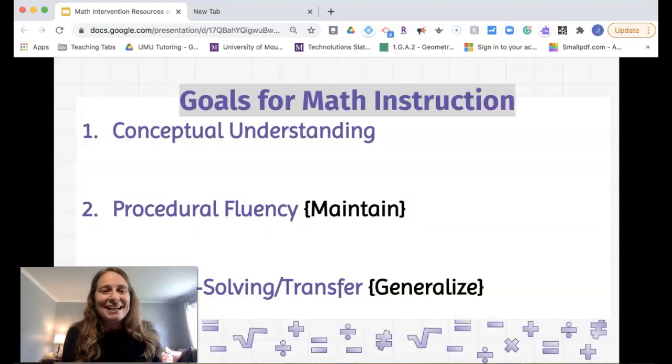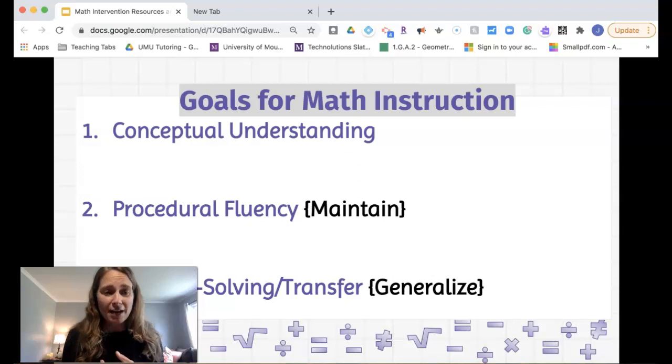But the goals of mathematics are something I want to go ahead and start with. We really have three goals when we're teaching mathematics, and it's not that students can get the right answer. The first is we want students to have conceptual understanding of our math topics. We want them to understand the how, we want them to understand the why, we really want them to understand how topics fit into the greater picture of math.